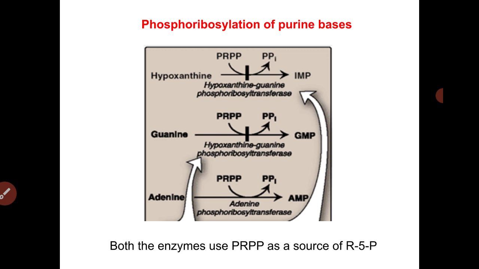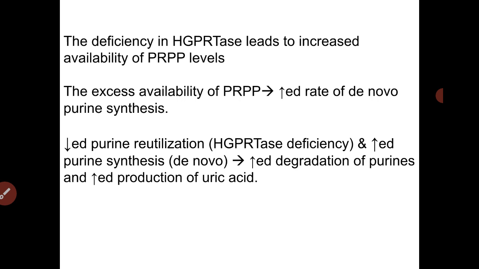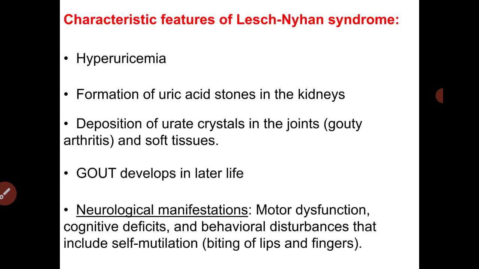So the enzymes of salvage pathway, that is hypoxanthine guanine phosphoribosyl transferase and adenine phosphoribosyl transferase, when these enzymes are deficient, this leads to Lesch-Nyhan syndrome. Okay, so you know the mechanism. When the enzymes of the salvage pathway are deficient, there is increased de novo synthesis of purine nucleotides, which are then catabolized to produce uric acid.